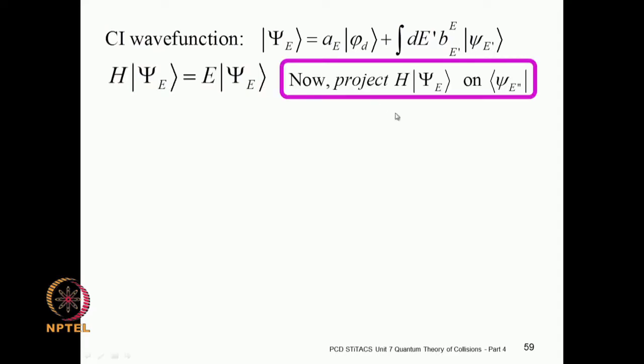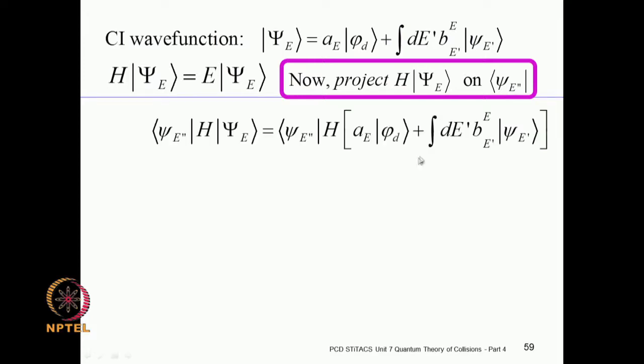Now this time we will project it on the continuum. Now this continuum state is a mix of, this is the configuration interaction state. It is a mix of a discrete and a continuum, so it has both the components, and we now project this Schrodinger equation on such a state which is a mix of discrete and continuum. So this is our projection now, look at it term by term. This is the projection on the discrete part, and here is a projection on the continuum part.